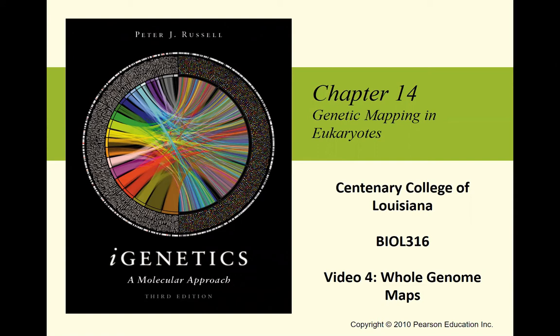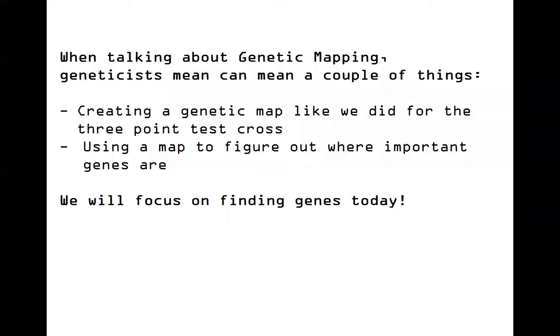So genetic mapping can mean a few different things when you talk to a geneticist. One thing it can mean is creating a genetic map, like we did with the 2- and 3-point test crosses in the last couple of videos. Another thing you could be talking about is using that map to figure out where important genes are. Last time we focused on the first part, creating these maps and working out what these distances are.